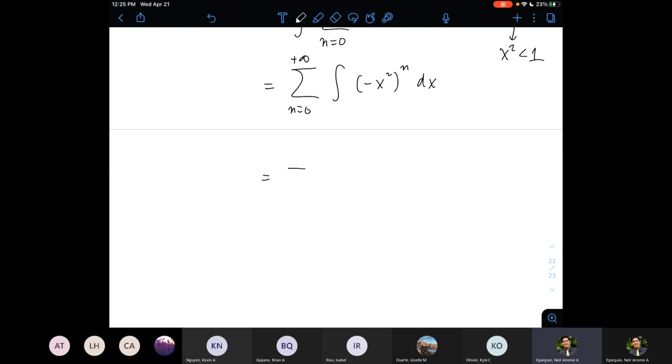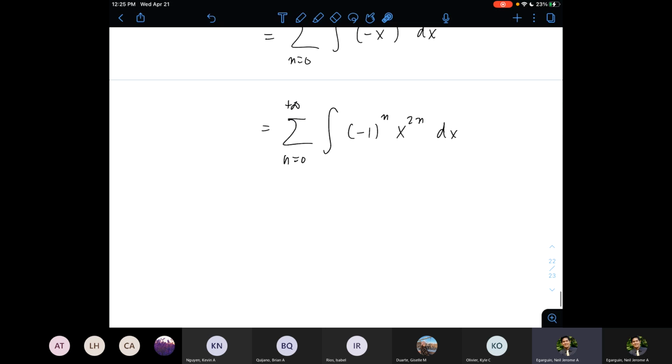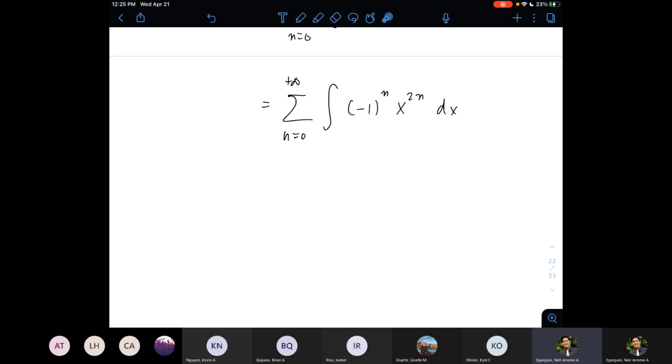So I can actually rewrite it further as this to make it easier to evaluate. I'll play with laws of exponents here. I can split it up into negative 1 to the power n times x to the power 2n dx, right? And I do that so that I don't have that meddling negative sign in front of my x squared, which is right inside the power n, so that I don't need to use substitution to evaluate that integral. And again, this factor is independent of x, so this can come out of the integral symbol.